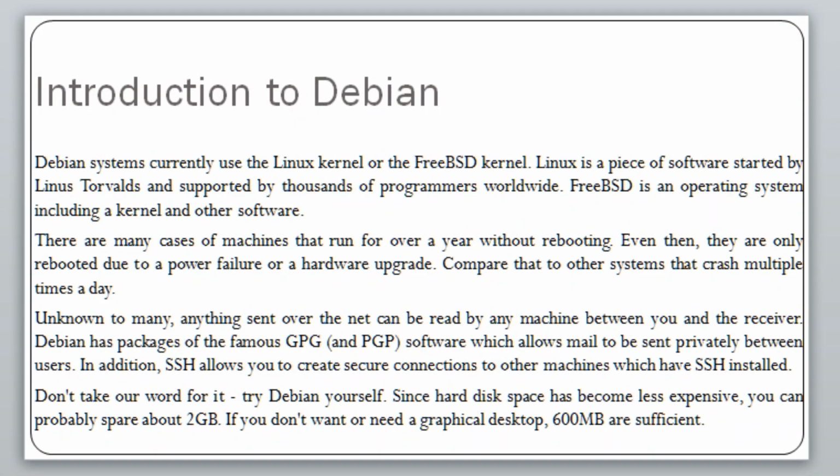So let's go ahead and switch our focus over to Debian. Debian systems currently use the Linux kernel or the FreeBSD kernel. Linux is a piece of software started by Linus Torvalds and supported by thousands of programmers worldwide. FreeBSD is an operating system including a kernel and other software. And guys, we've been talking about Unix a lot, but Linux is really what most people are using now. Unix isn't used quite often anymore. It's going to be very rare that you actually run into a Unix operating system. Instead, you're going to be using Linux primarily.